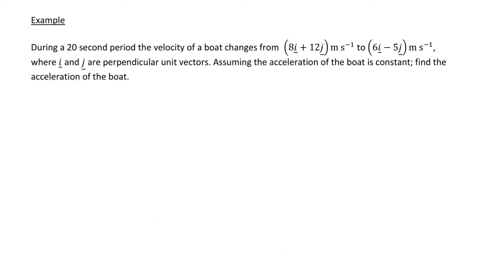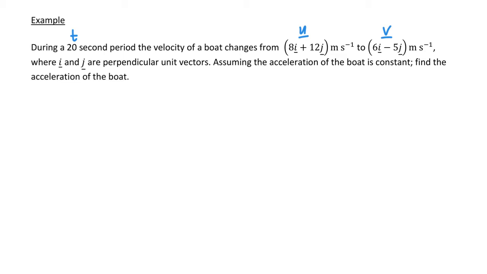Next example, during a 20-second period, the velocity of a boat changes from 8i plus 12j to 6i minus 5j. What we've got then, if it changes from and to, this would be our initial velocity, and then 6i minus 5j is the final velocity. And 20 seconds is obviously the time, where i and j are perpendicular unit vectors. Assuming the acceleration of the boat is constant, find the acceleration of the boat.